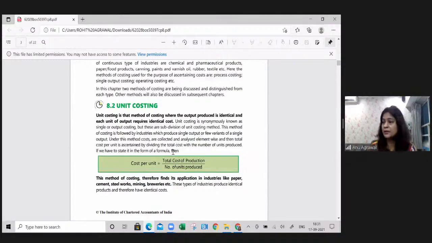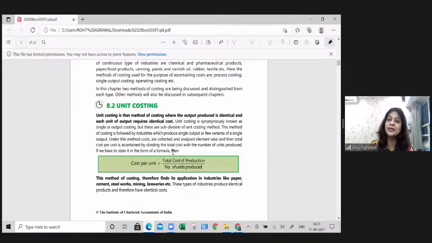I calculate a supplementary rate if I find that the overhead rate which I've calculated is not sufficient. If I realize that the overheads are being under-absorbed due to normal reasons, and the overhead rate I've calculated is not correct, then I calculate a supplementary rate. And that's one question, right?